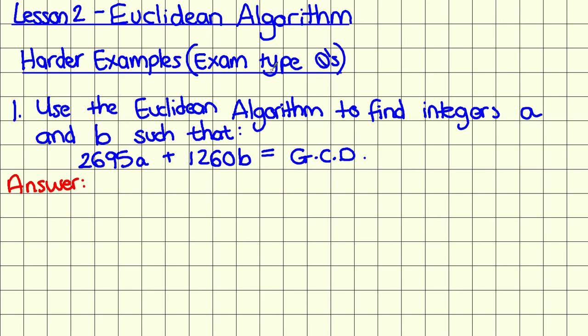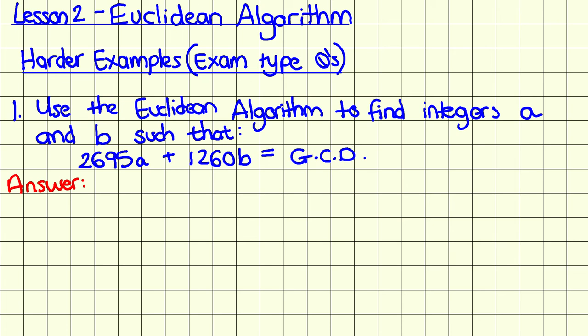Feel free to pause the screen at this point and take a note of this into your notes jotter. I thought I would save some time by copying and pasting it. Number 1, use the Euclidean algorithm to find integers a and b such that 2695a plus 1260b equals your greatest common divisor.